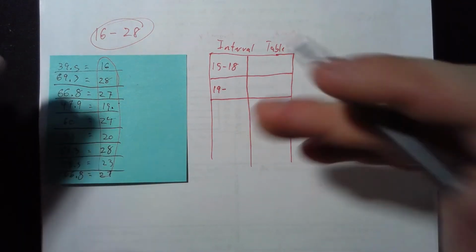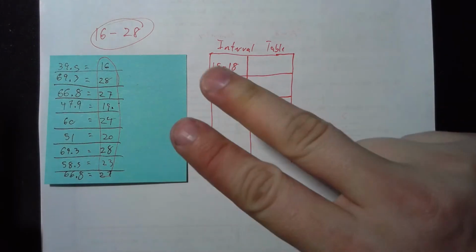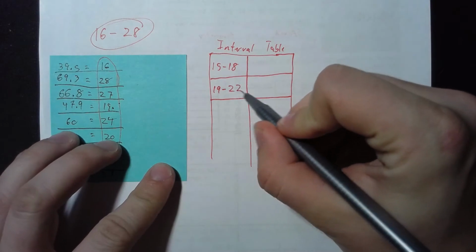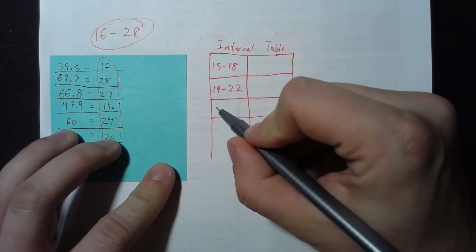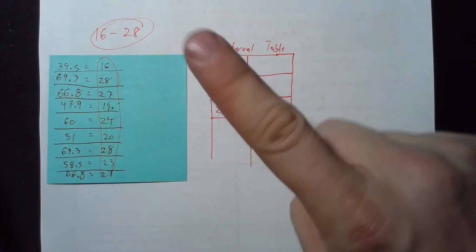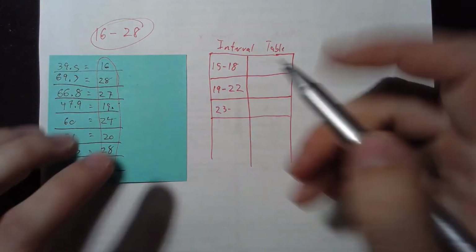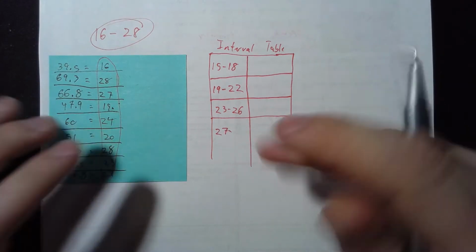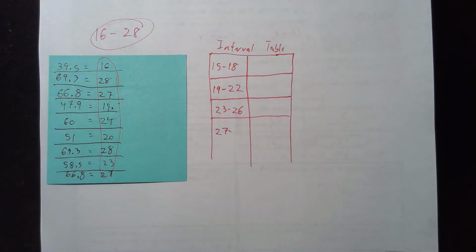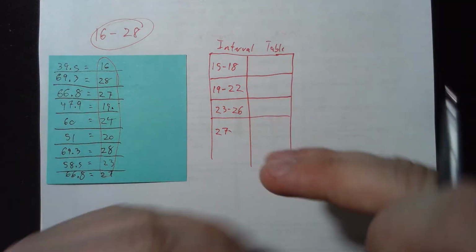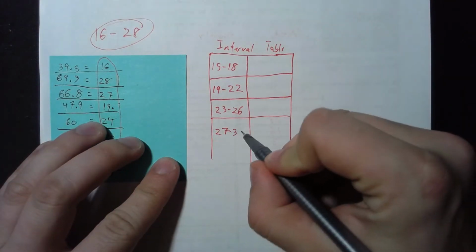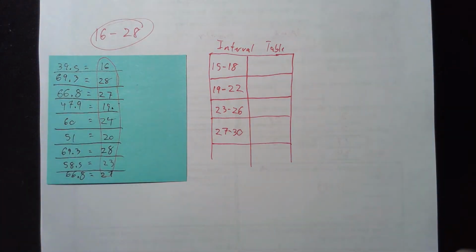So 19, I need to include 4 numbers, so 19, 20, 21, 22 is the number I need to go to. Next interval will go from 23, 24, 25, 26. And my last interval will go from 27 to, we don't want to say 28. Yes, that's where my data ends, but we need to make sure that we conclude this by following the pattern. So 27, 28, 29, 30. And this is all that we need.